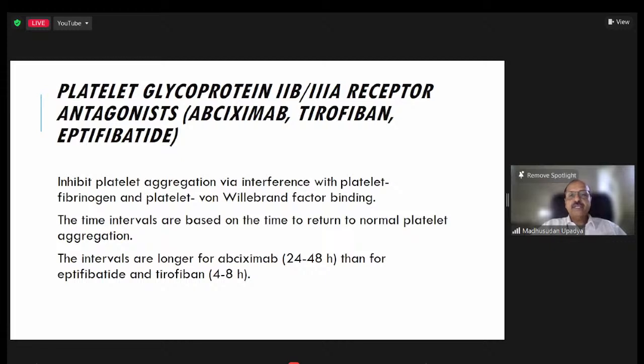Platelet glycoprotein 2B and 3A receptor antagonists: tirofiban, abciximab, eptifibatide are the examples. They inhibit the platelet aggregation via interference with platelet fibrinogen and platelet von Willebrand factor binding. The time intervals are based on the time to return to normal platelet aggregation. The intervals are longer for abciximab, 24 to 48 hours, than for eptifibatide and tirofiban, which is about 4 to 8 hours. Therefore, if your patient is on abciximab, you have to stop for more than 48 hours before the patient is ready for your regional anesthesia. All right.